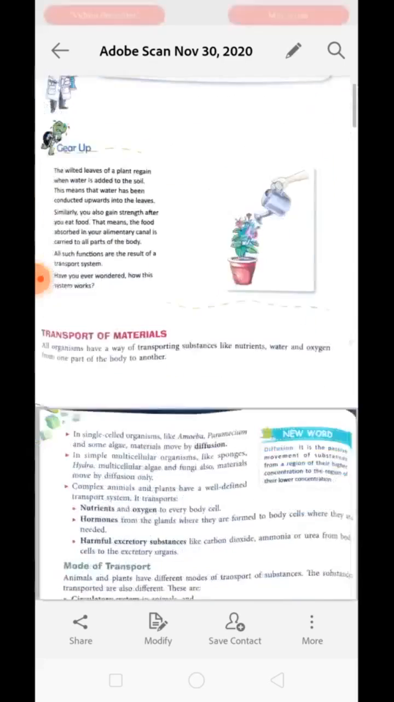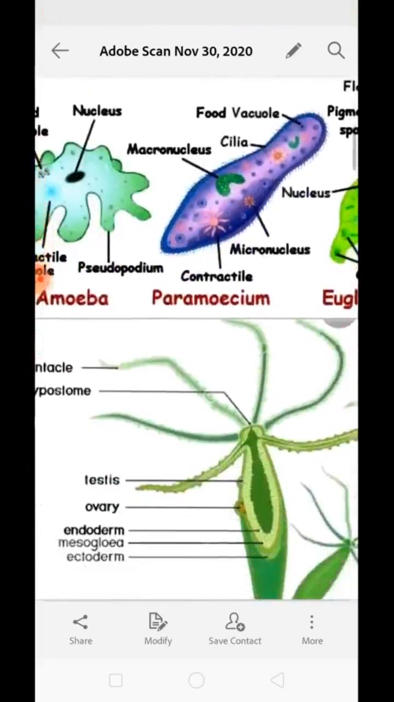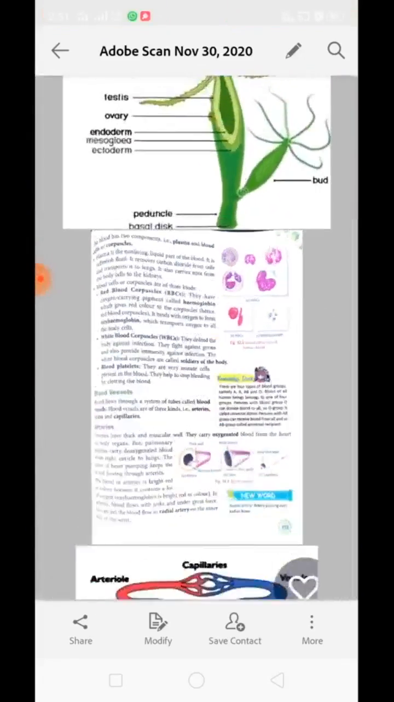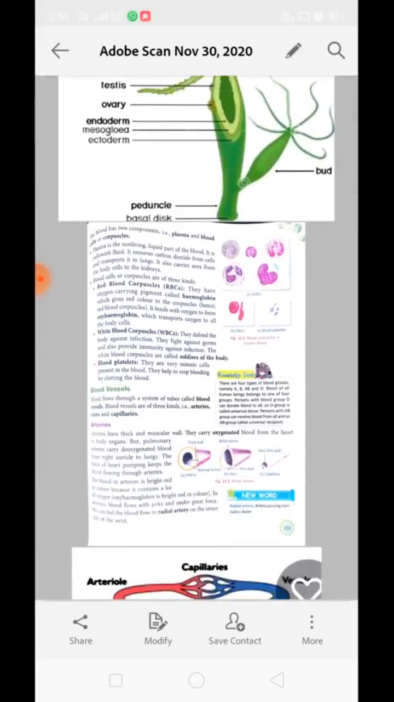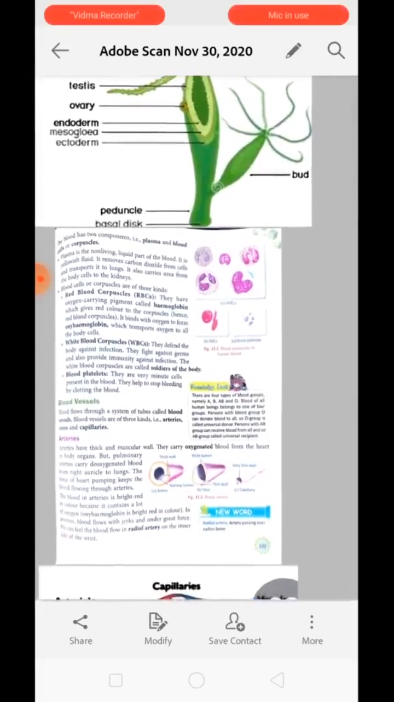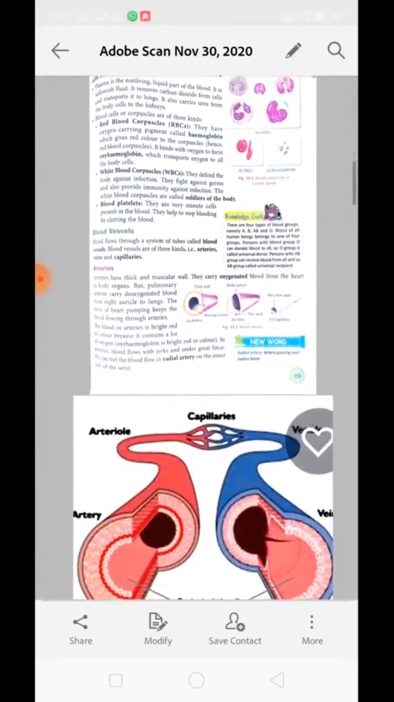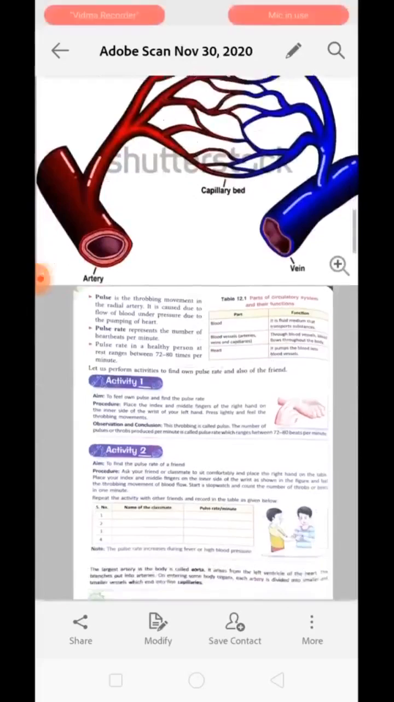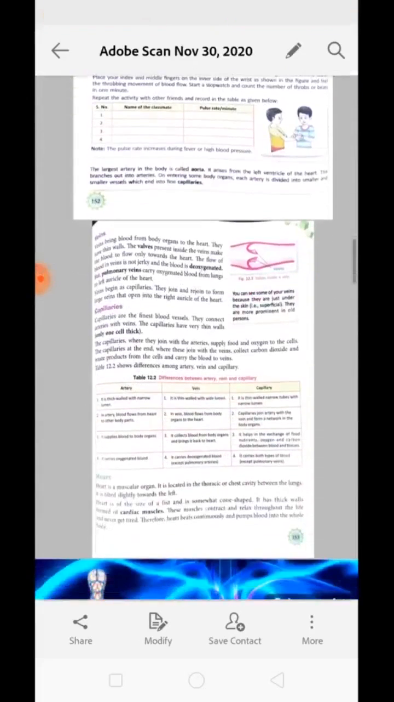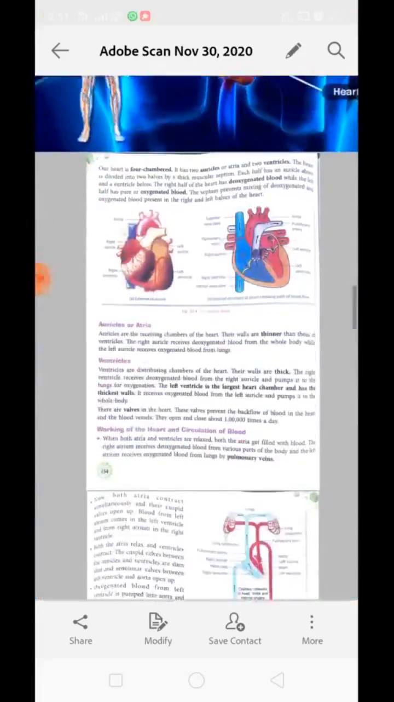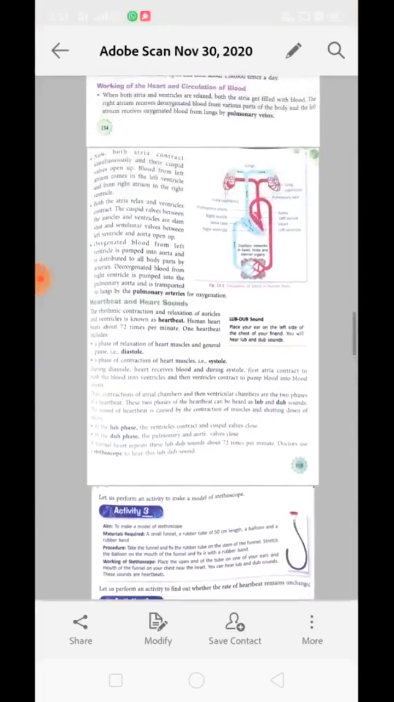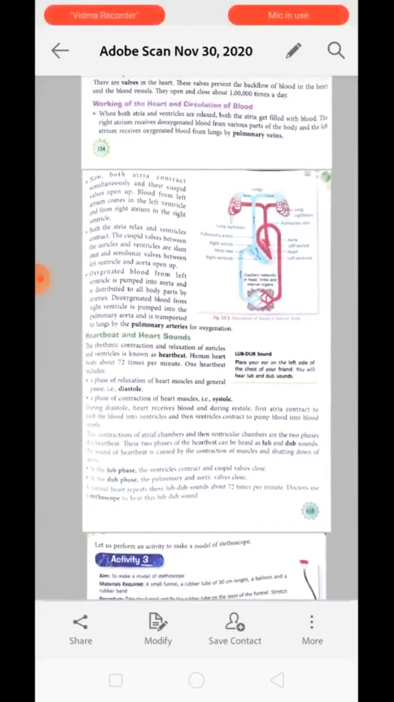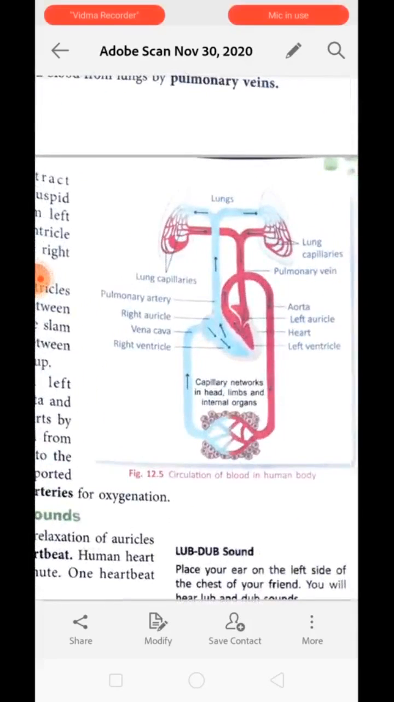In the last video we have studied about the circulatory system, how circulation takes place in case of small microorganisms, and we have also learned about the circulatory system of humans. Types of blood vessels we have studied about: arteries, veins, capillaries. These all things we have already discussed. Now today we are going to discuss circulation, working of the heart and circulation of blood. This has been dealt with in the last video as well.